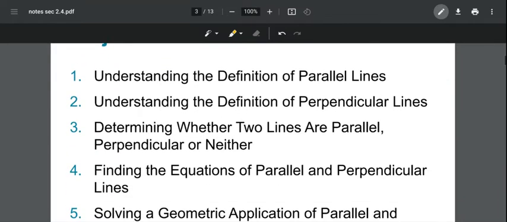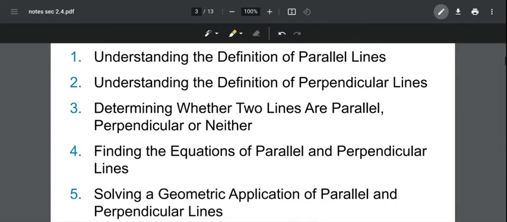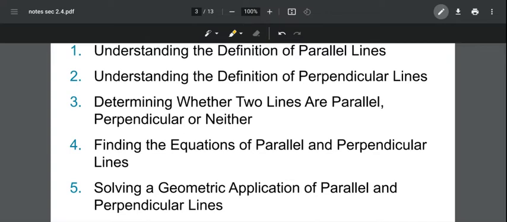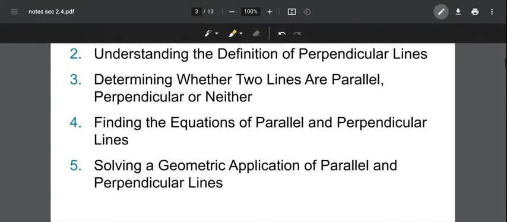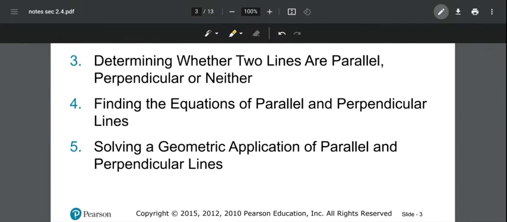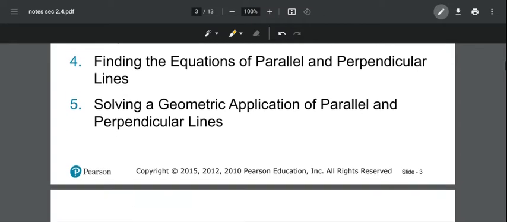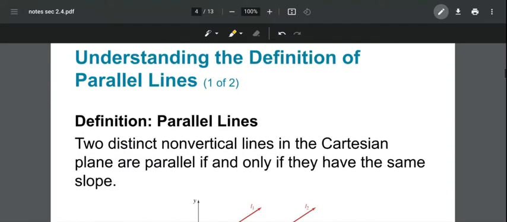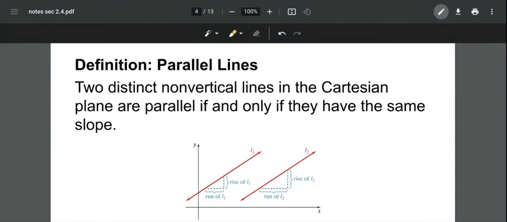Objectives of section 2.4 are: understand the definition of parallel lines, understand the definition of perpendicular lines, decide whether two lines are parallel or perpendicular or neither, finding the equation of parallel and perpendicular lines, and solving geometric applications. Okay. So first we'll focus on the definition of parallel lines.